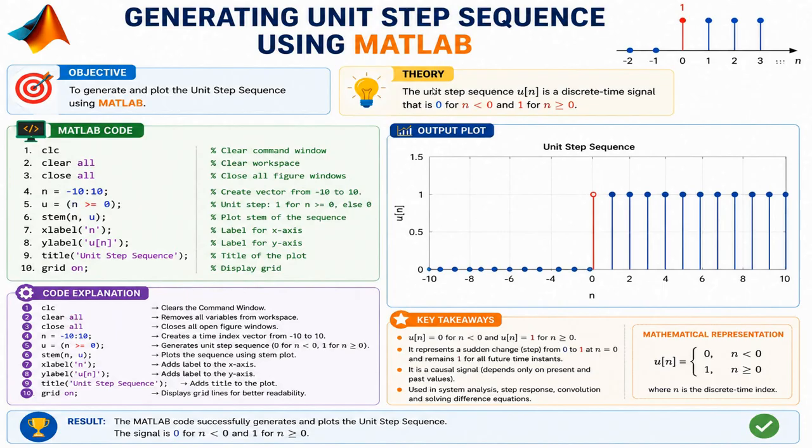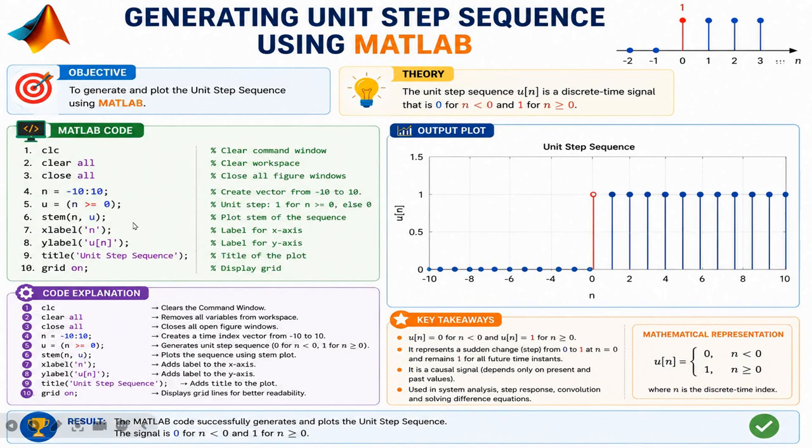Now here in the theory section you can see the definition, that is, the unit step sequence u[n] is a discrete time signal that is 0 for n less than 0 and 1 for n greater than or equal to 0. The signal represents the sudden transition from off to on at the origin and remains on for all future time instants. It is commonly used to model systems that begin operating at a particular instant and is widely applied in digital communication, signal processing, and control systems.